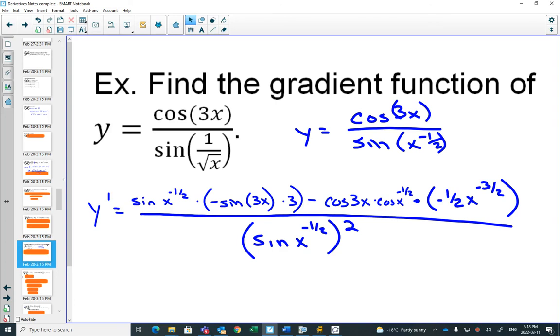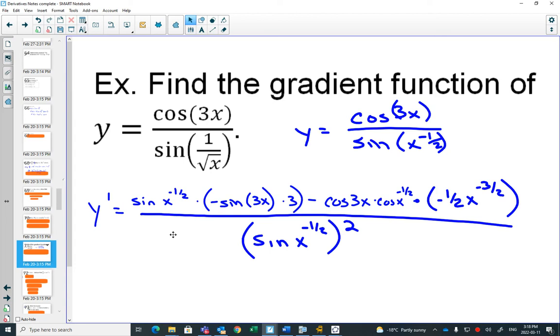Keep the top the same, that's why the cos 3x is there, then the derivative of the bottom. The derivative of the bottom is a chain rule. The outside function is sine. The derivative of sine is positive cos. Keep the inside the same, then multiply by the derivative of the inside function. Now back to your quotient rule. We've done the top of our quotient rule. We take the bottom of our quotient rule and say keep the bottom the same and square it.